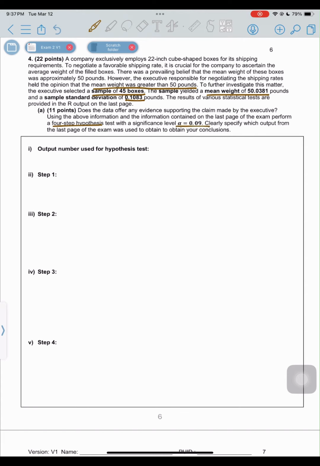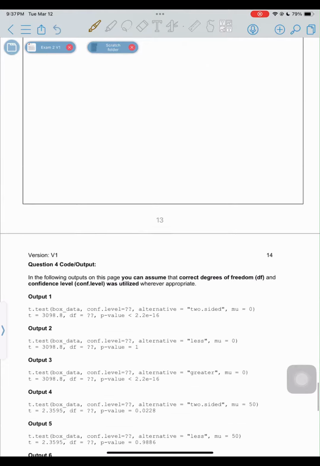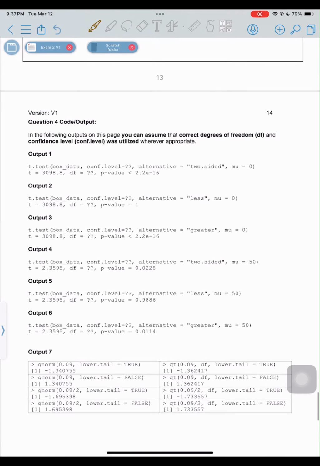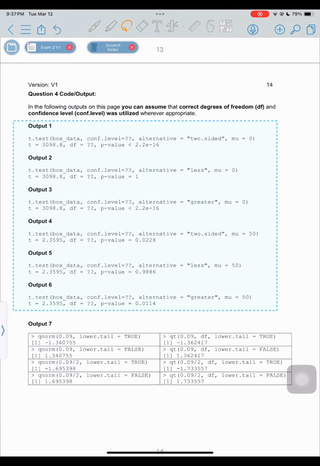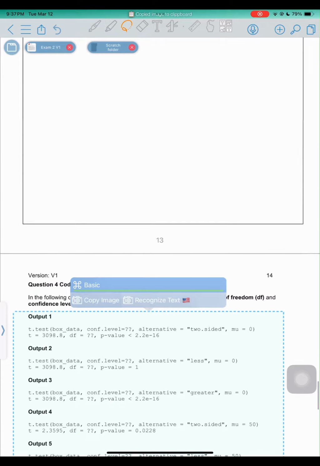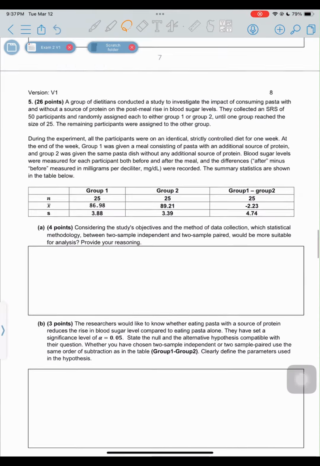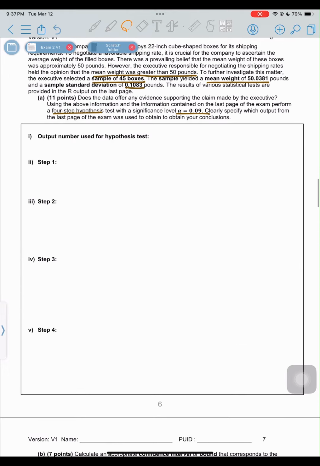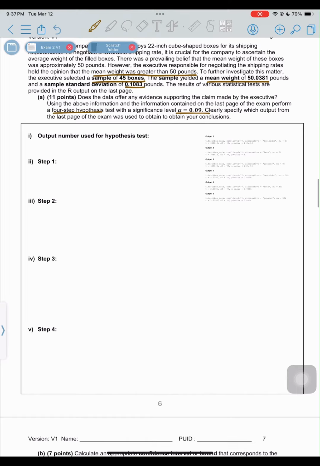Okay, so let's look at our output numbers, which is all the way at the bottom. Okay, so let's see. Yeah, this is all of those, right? I'm going to copy that image and then put it in here for reference. Let's do that. Okay, this is very tiny, I know.